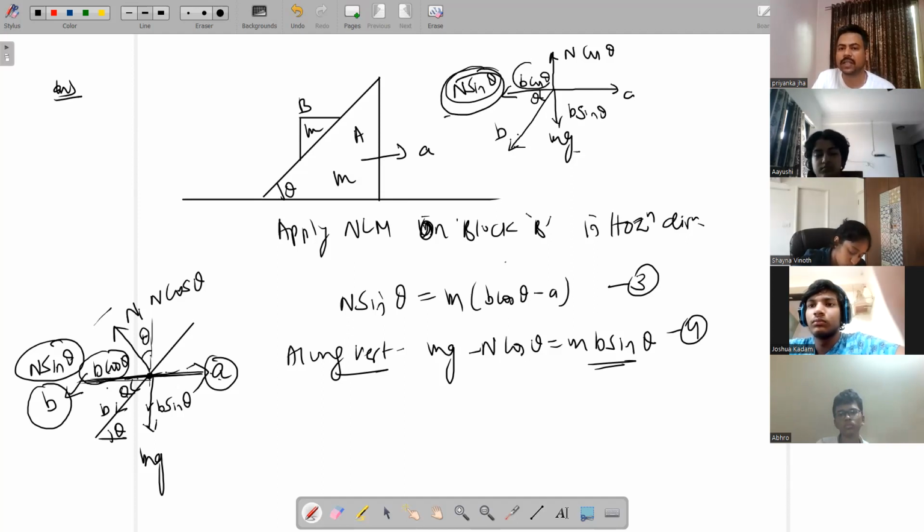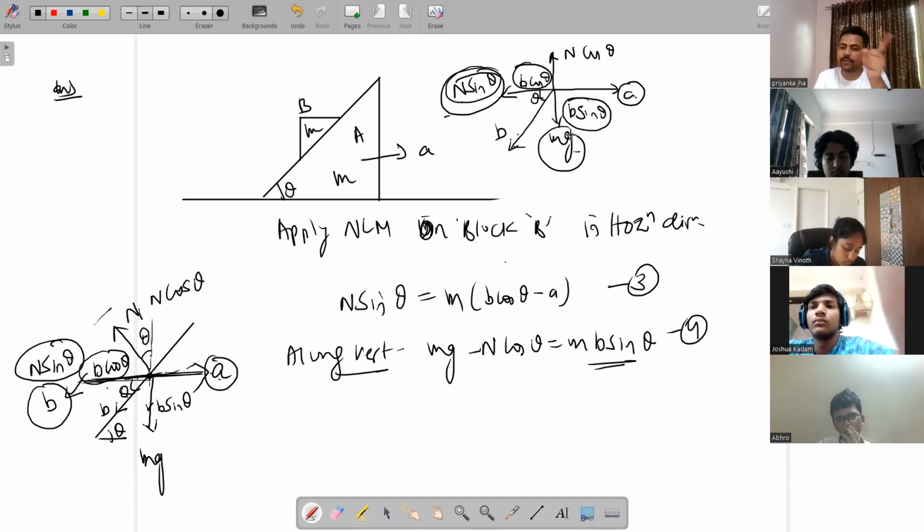So there is one acceleration in left side. There is one acceleration in right side. So net should be in the direction of force. So b cos theta minus a. Now there is one more component of acceleration. It means that अगर तुम्हें vertical direction acceleration है, तो there is a net force in vertical direction. So net force should be mg, क्योंकि acceleration downward है, तो net force भी downward ही होगा. So mg minus n cos theta equal to mass into acceleration.